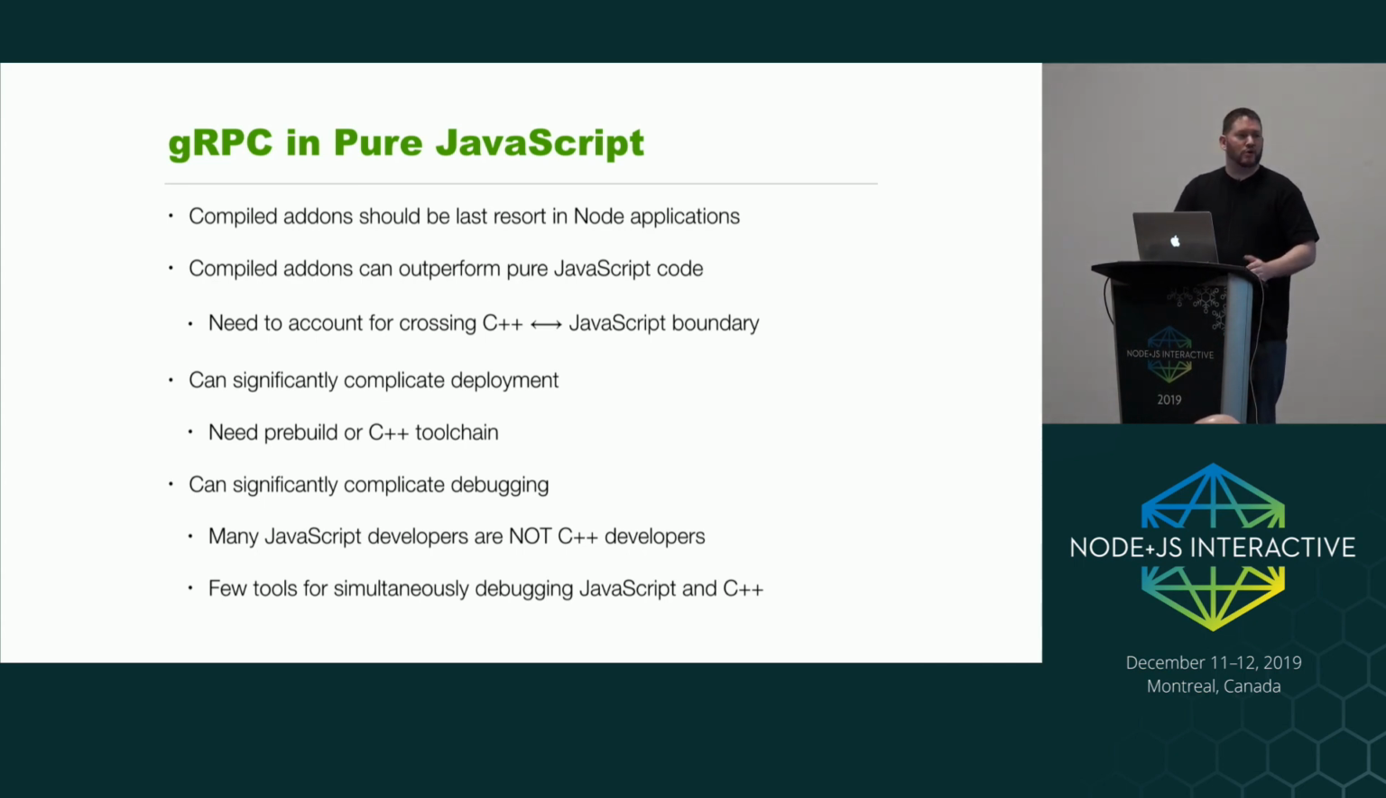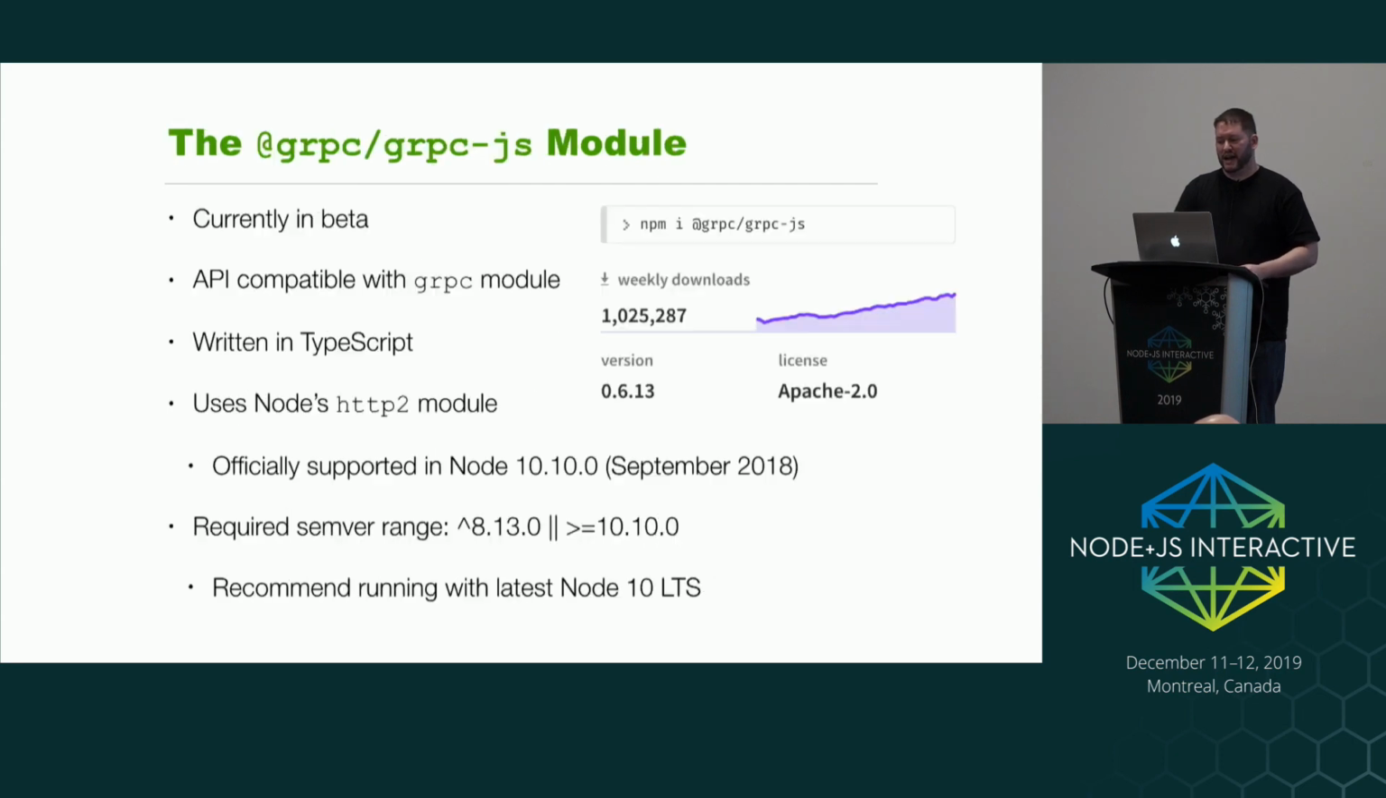So we decided we were going to look at a pure JavaScript implementation, and they had something called gRPC-JS, which, by the time they created this, they had moved under the gRPC namespace on NPM. And if you look at the download count, it recently passed the number of downloads for gRPC. I think Google has been slowly migrating from gRPC to gRPC-JS.